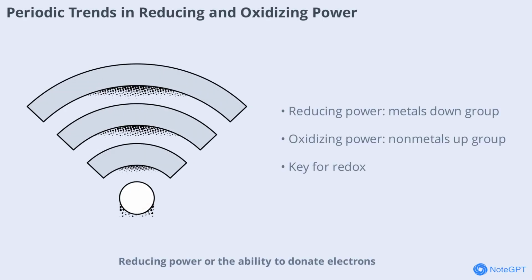Reducing power, or the ability to donate electrons, increases down a group for metals, while oxidizing power, or the ability to accept electrons, increases up a group for nonmetals.